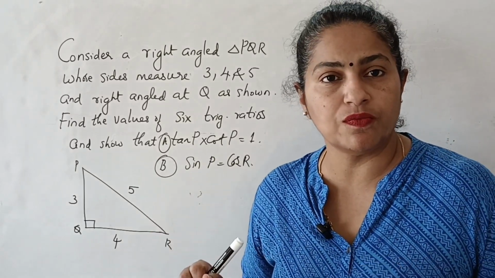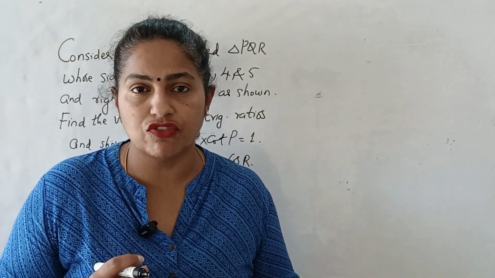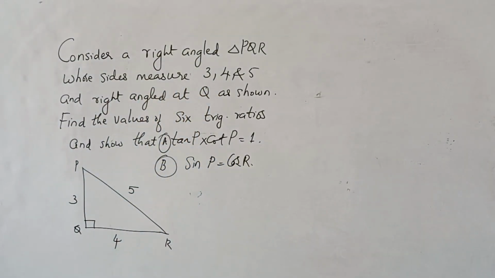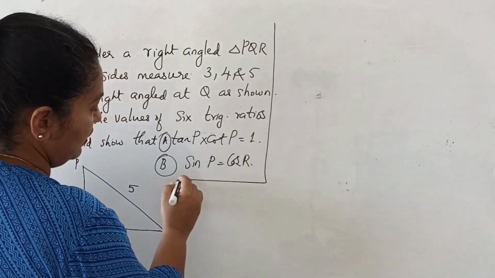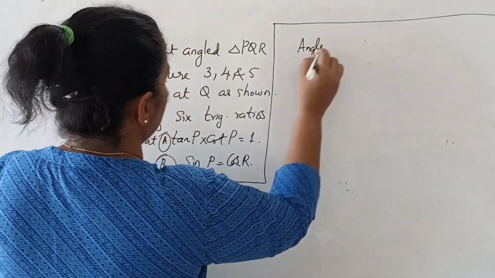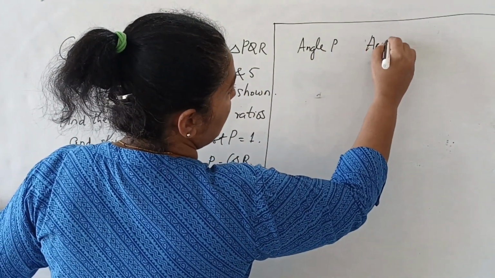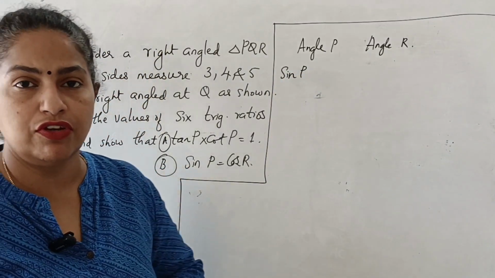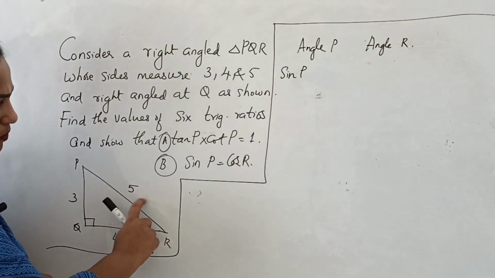Okay. So let us do the first part. It is finding the values of the 6 trigonometric ratios. So let us start with the first one. The first one is sine. So let me draw a table over here. So we need to find for angle P and angle R. So this is for angle P and this is for angle R. The first one that we are going to find is sine P. You know the definition of sine. It is opposite side by hypotenuse. So sine P will become 4 by 5.